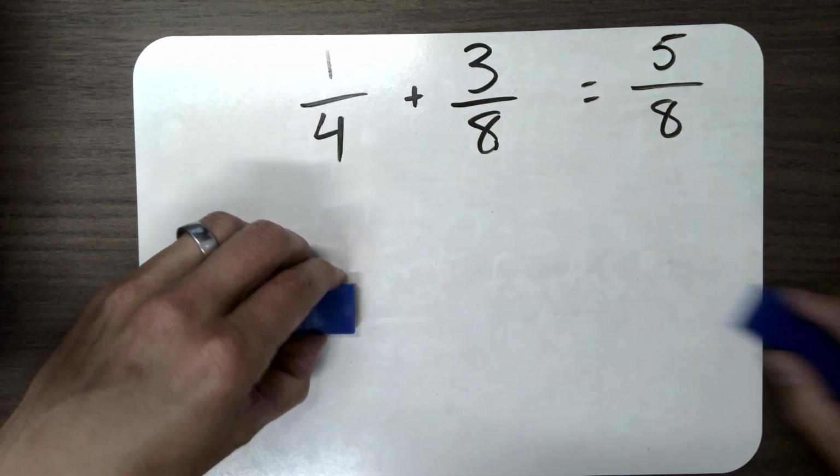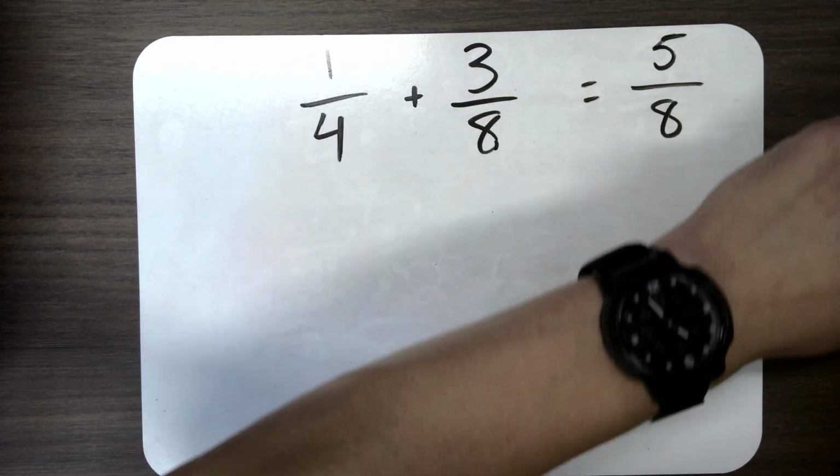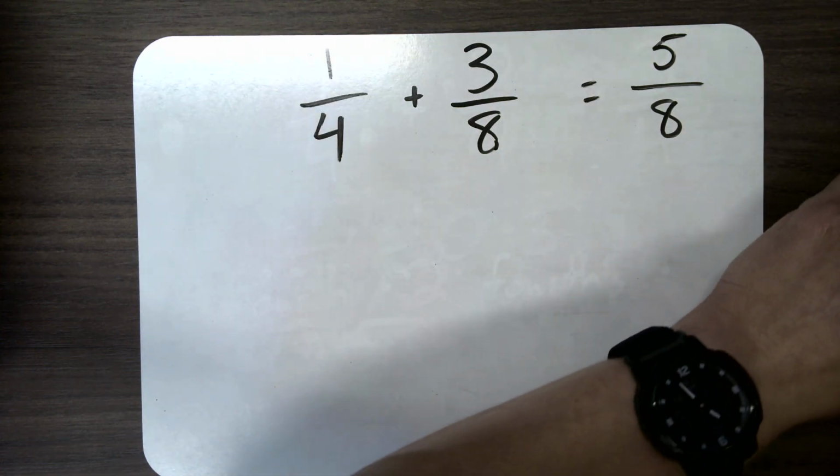Those are the two examples of concrete models, again, an area model and a length model.